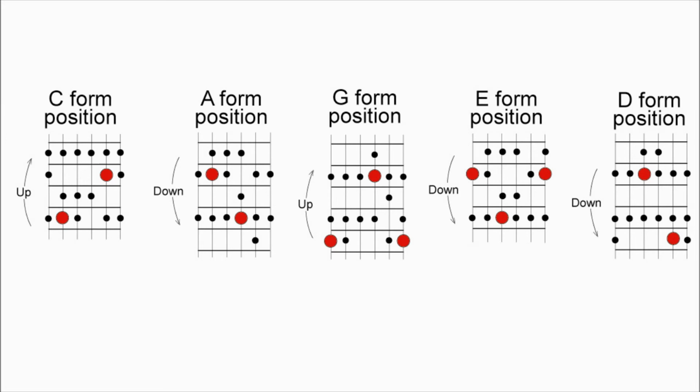These are the 5 positions you need to know to play the major scales anywhere on the fretboard. They are the C form, which we went over, and the A, G, E, and D forms.